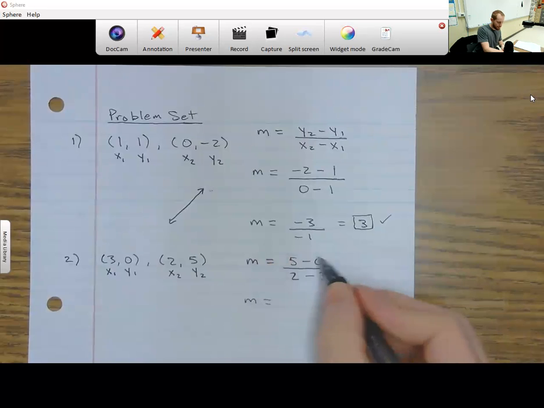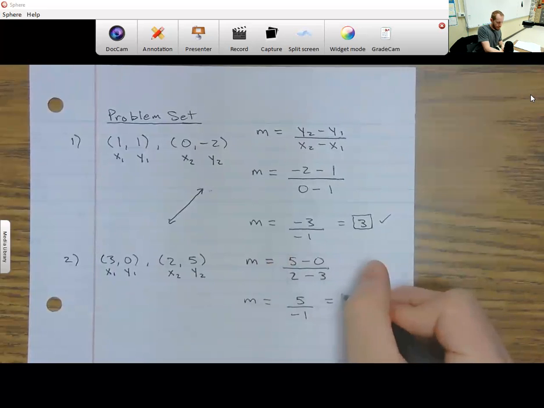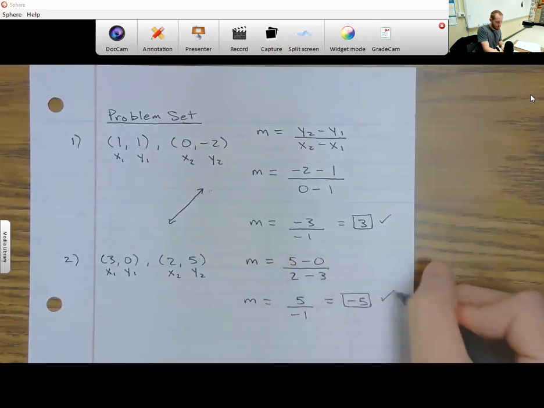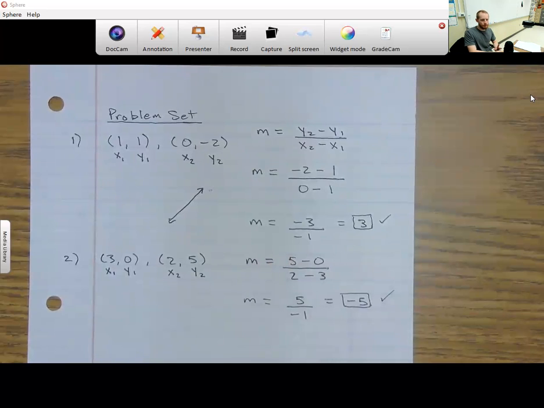Okay, so 5 minus 0 is going to give me 5. 2 minus 3 is going to give me -1. So I've got 5 divided by -1, right? And that's going to give me -5. -5 is my answer. So unlike the first one, this one is negative, right? If I have a negative number for my answer, that means that the slope is going to be negative. So instead of having a line that goes up, I'm going to have a line that goes down. It's going to look like this, sort of.